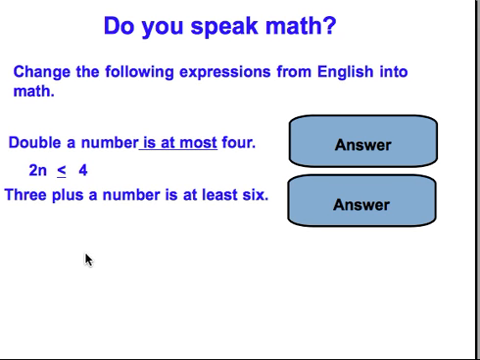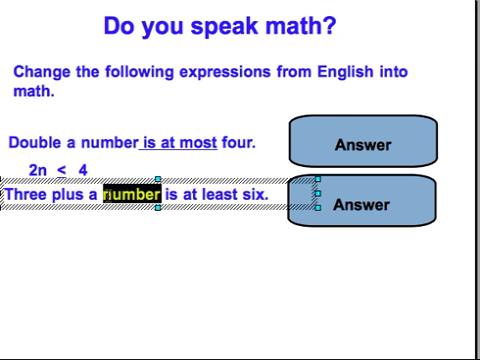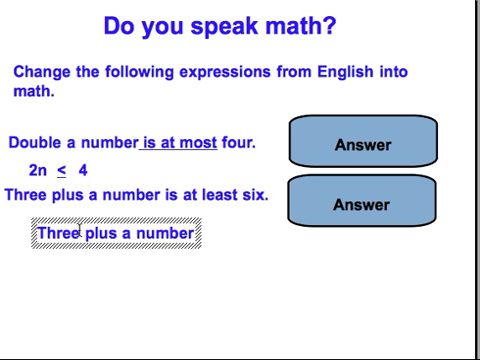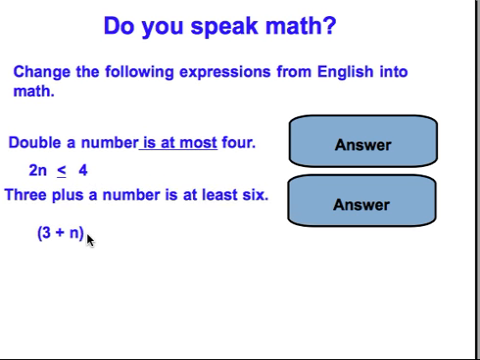Next one, 3 plus a number is at least 6. So first we have to figure out what our terms are. 3 plus a number. So the 3 is easy, plus is easy. A number would just become any variable, so we could use n again. So my first term, 3 plus a number, is 3 plus n. My next term is 6, which is pretty easy. So one term in the inequality is 3 plus n, the other term is 6.